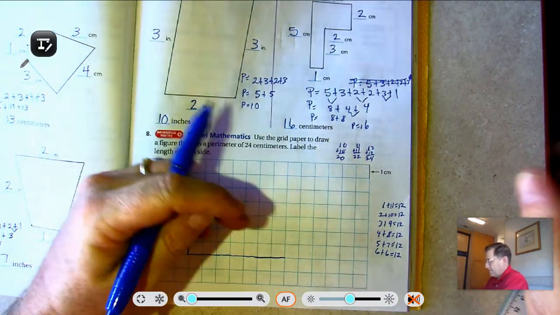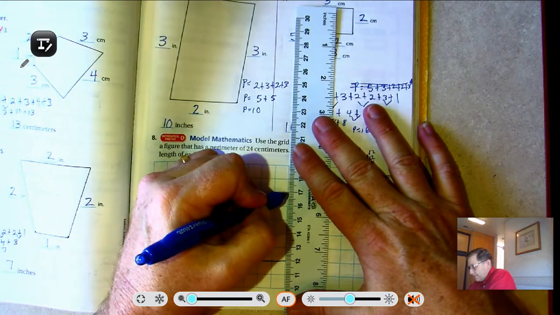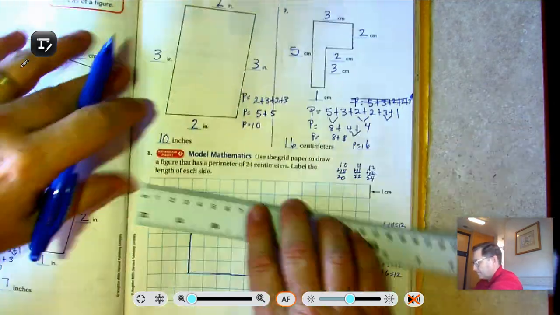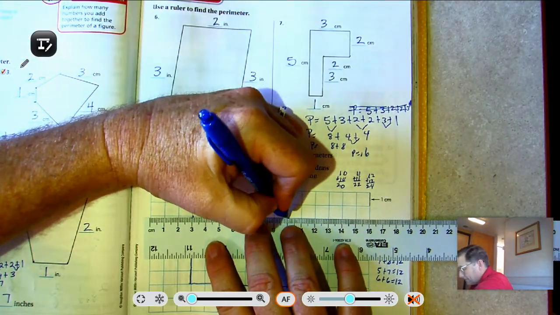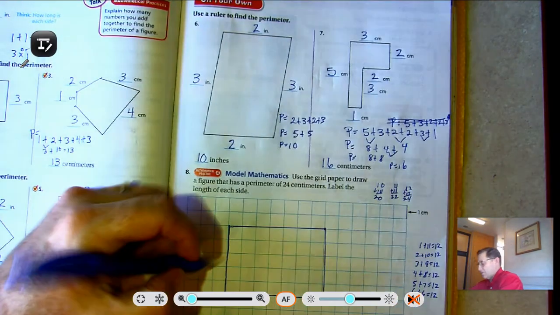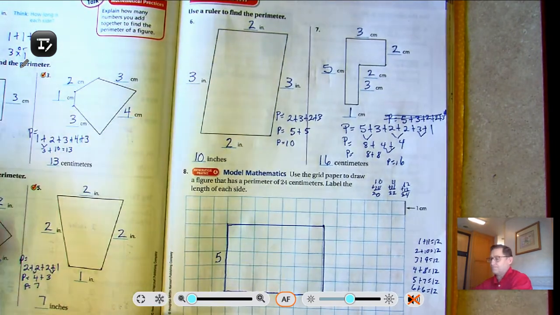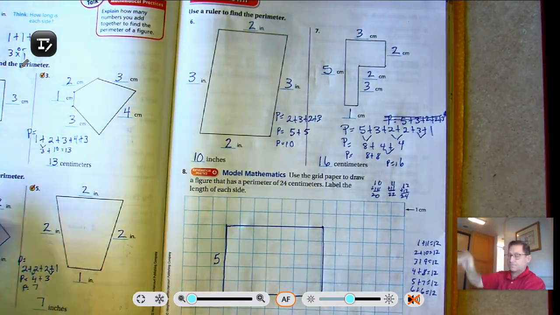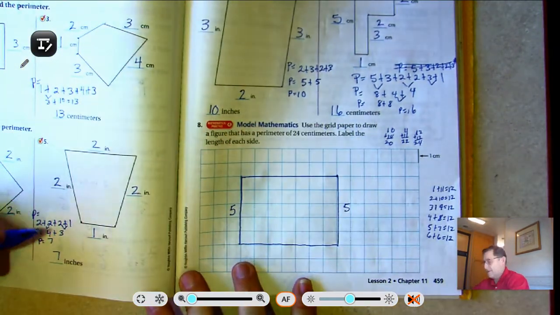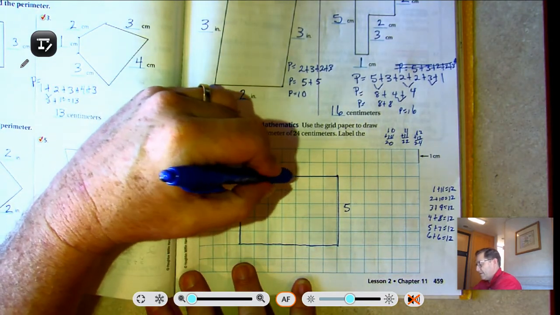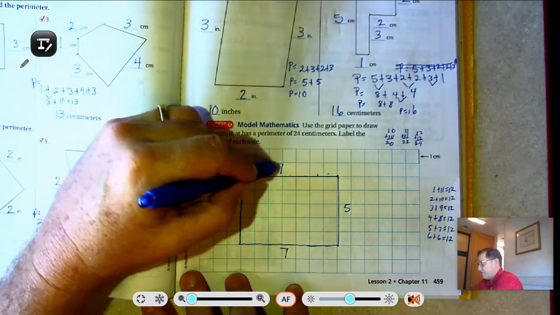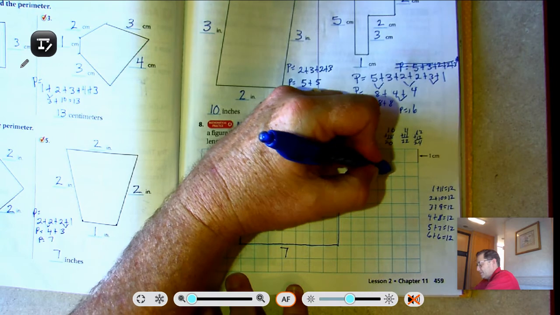It didn't really matter. I guess I could use my ruler though to draw straight lines. That would be helpful. Kind of flimsy, so it's not a very good straight edge. All right, so I have 5 here. The opposite side is 5. This is 7. 1, 2, 3, 4, 5, 6, 7. So that means this side is 7. 5 plus 7 plus 5 plus 7.